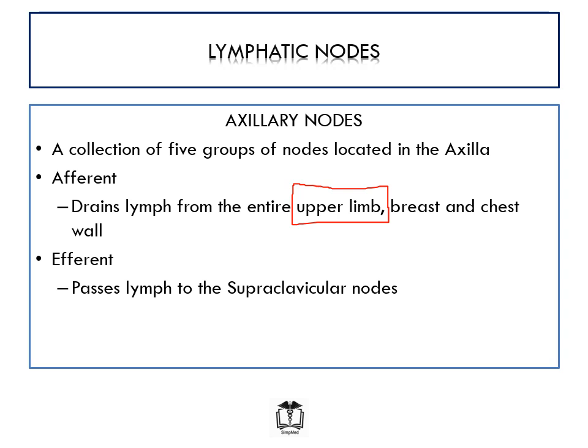Alongside the upper limb, we also have lymph coming from the chest wall and the breast, and this lymph then drains also into the axillary lymph nodes. So we talked only about 3 major axillary lymph nodes. The remaining 2 include the anterior axillary lymph nodes and the posterior axillary lymph nodes, what we call the pectoral nodes and the scapular nodes.